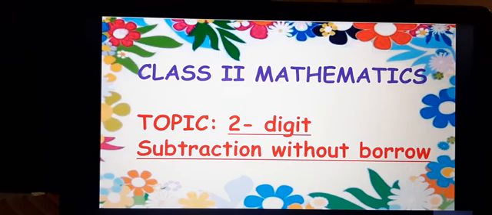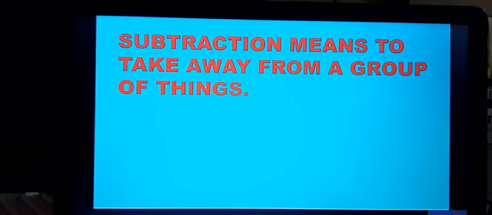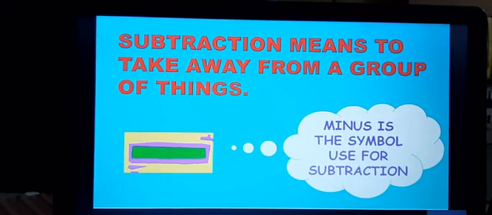How to subtract? If you have more and you are going to divide among two people, or share it, you have to subtract. If you want to make one group of things into two groups, you have to remove some and keep them aside. Those kinds of situations are taken as subtraction. So, as we know, subtraction means to take away from a group of things. The minus is the symbol used for subtraction. You can see that minus.